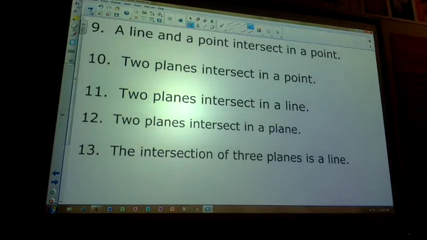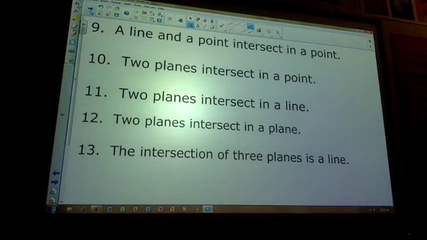All right, a line and a point intersect. A line and a point intersect in a point. I'd say they have to. That point definitely has to be on that line, but yeah, if that line does happen to intersect that point, it's going to be a point they intersect at.